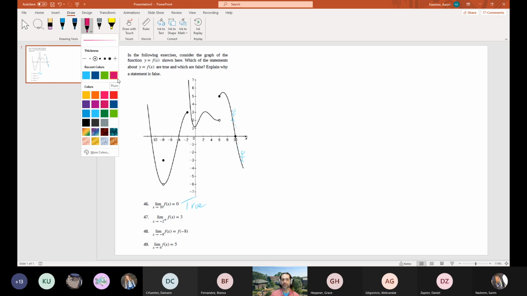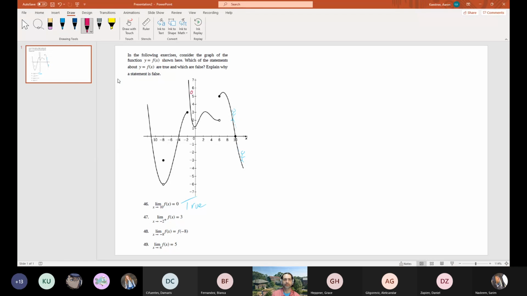And if I look at problem 47, it asks me something about the limit as x goes to -2 from the right-hand side. That plus means I'm only looking at it from the right of my function. So if I look at -2 from the right, I'm on this part of the function. I'm going to -2 from the right, and that looks like it's going up and up and up.